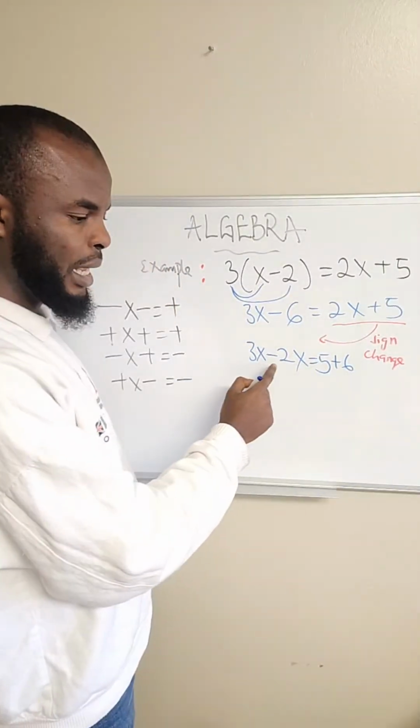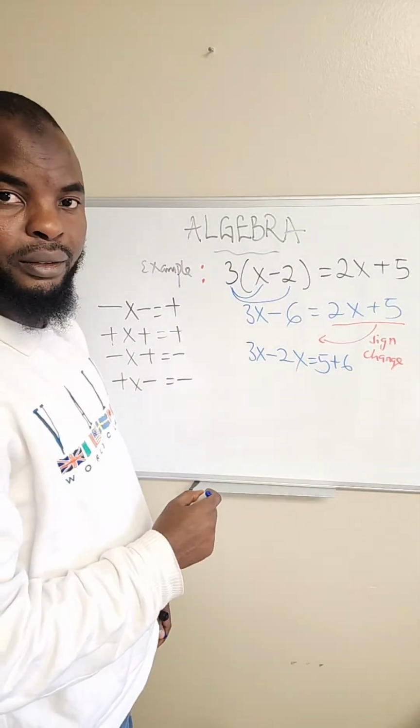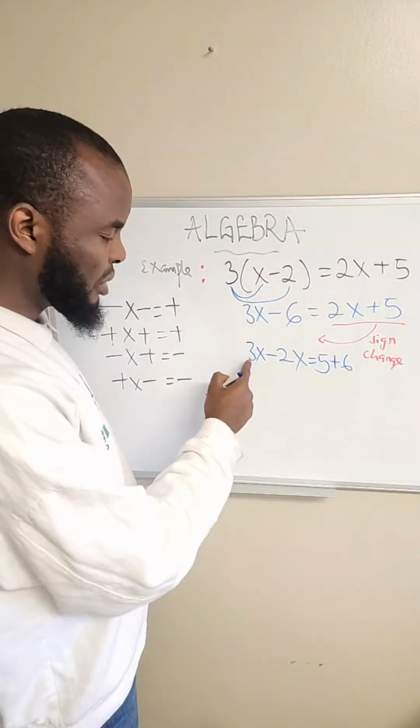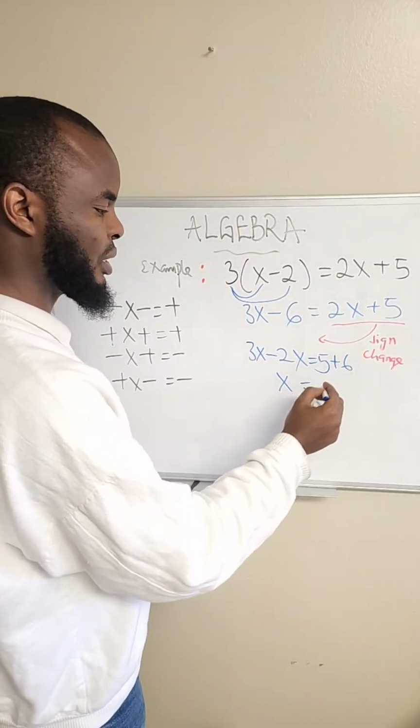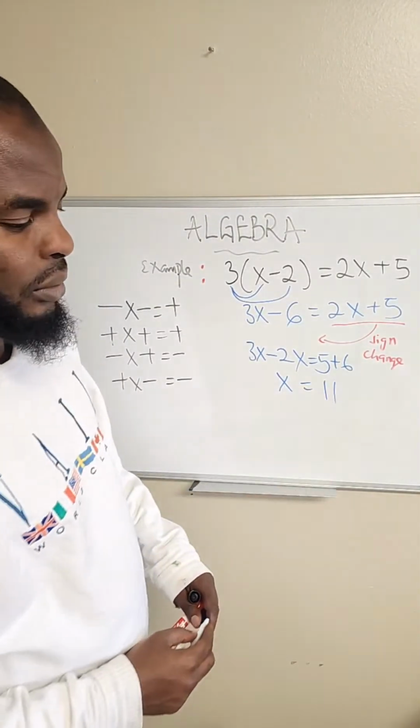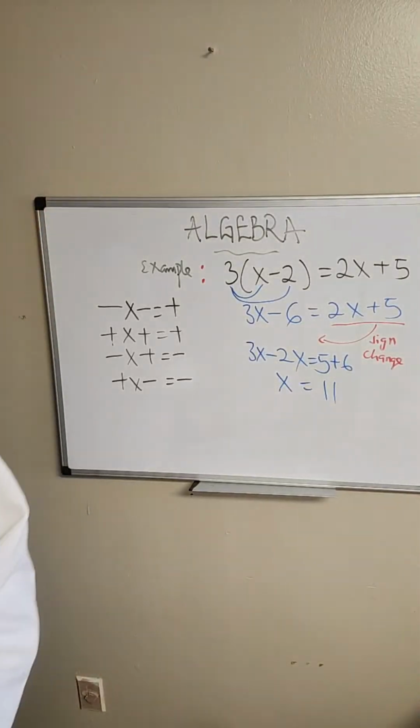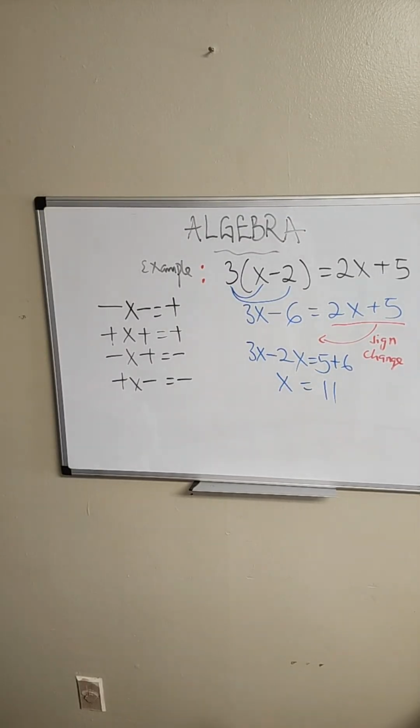Now, what is 3x minus 2x? Just subtract the coefficients, which gives x. 5 plus 6 is what? 11. So this is what we've done. So we have x equals 11. You can see how we simplify this.